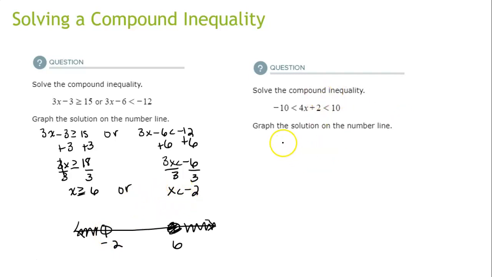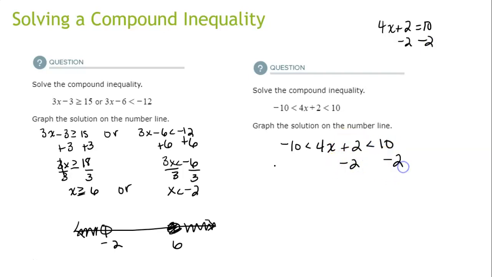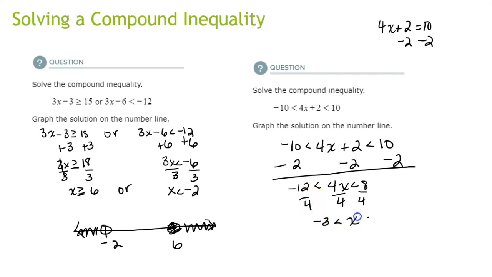For this one, remember the goal is to get the x alone in the middle. If you had 4x + 2 = 10, your first step would be to subtract 2 from each side, not do anything with the 10. So in this case, I'm going to subtract 2 from the middle, subtract 2 from the right, and subtract 2 from the left. That leaves me with -12 < 4x < 8. Now I need to isolate x by dividing everything by 4. So -3 < x < 2.